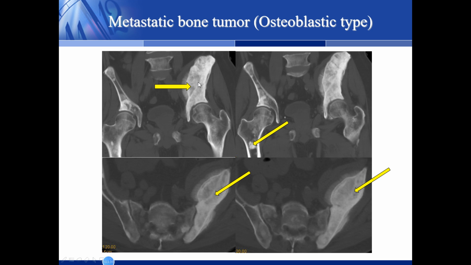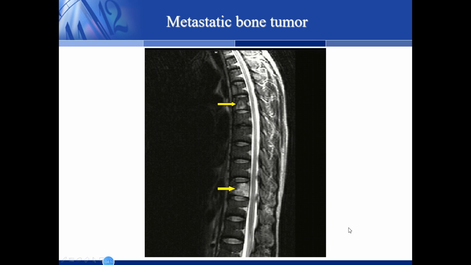And here is the osteoblastic type, and here is the tumor bone formation. Here is the tumor bone formation, and the lesions are always multiple. And here are the lesions, high density, and here are the lesions, high density.